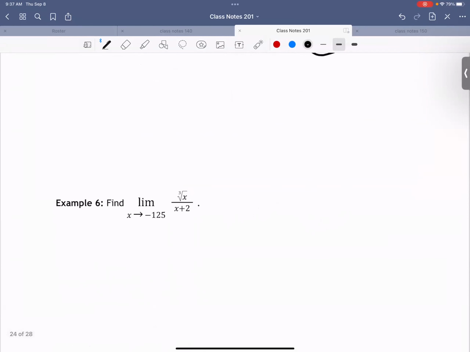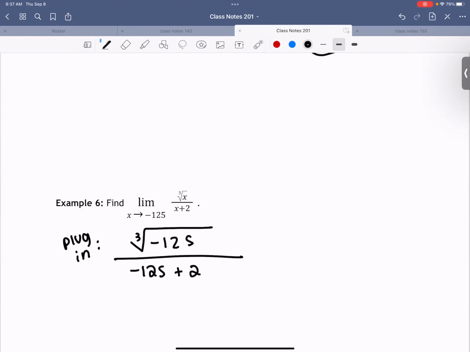The square root can also be on the top. Okay, that doesn't really change anything for us. We still have a rational function, so we can try to plug in. Okay, so we can try to plug in negative 125 into this function. It involves a denominator and a square root. We're kind of sneezy today, aren't we? We got the third root of negative 125. We've got negative 125 plus 2. I'm taking the third root of a negative number. Is that okay? Yes. Yes, right? Okay, but I still have to keep the negative sign.